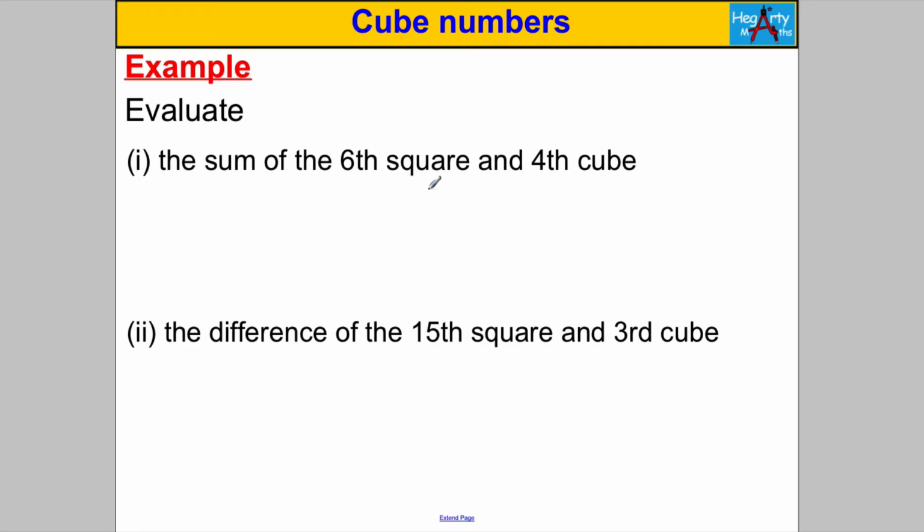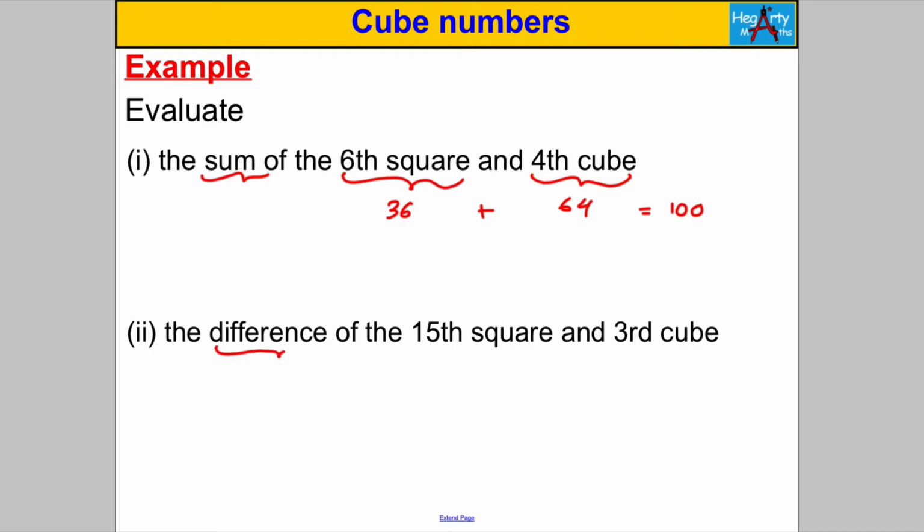Evaluate the sum of the sixth square and the fourth cube. Well, the sixth square is the answer to 6 multiplied by 6, which is 36. The fourth cube is the answer to 4 multiplied by 4 multiplied by 4, which is equal to 64. And sum means add them up. So if I add those two things up, I'm going to get 100, aren't I?